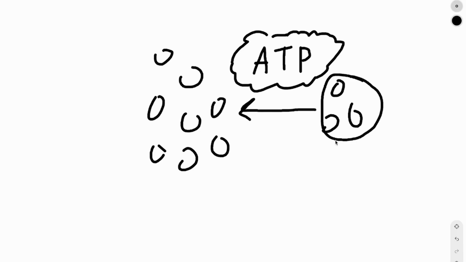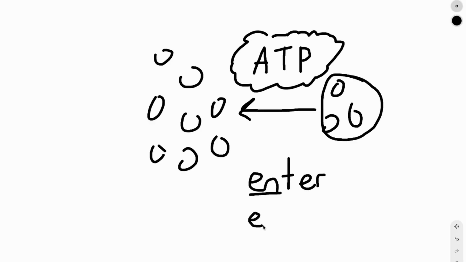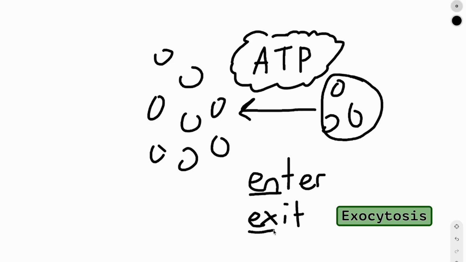When a vesicle crosses the cell membrane, it can be called two different things. If the vesicle enters the cell, it will be called endocytosis. If the vesicle exits the cell, it will be called exocytosis.